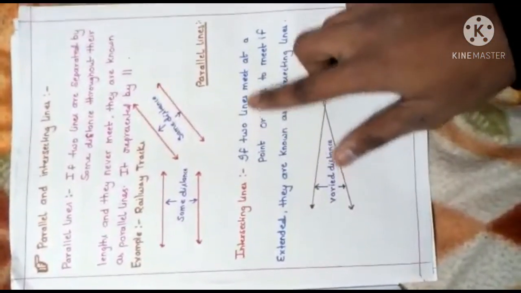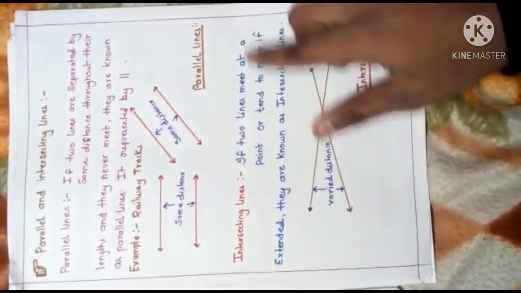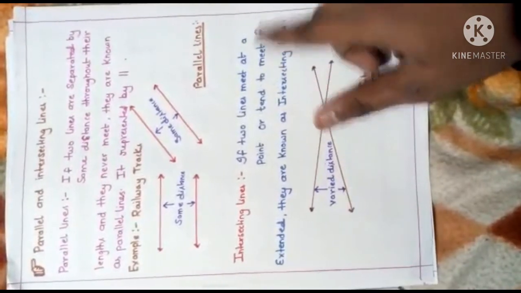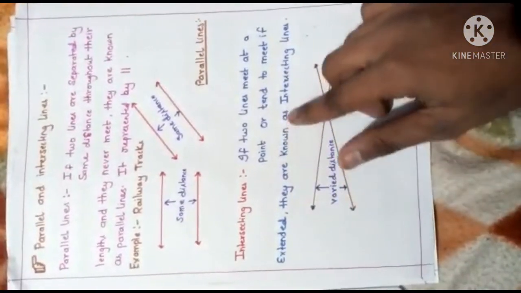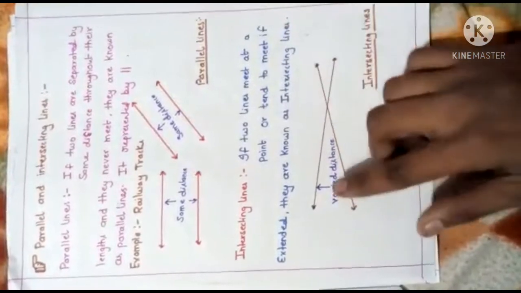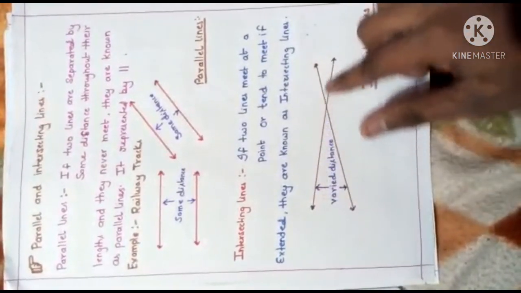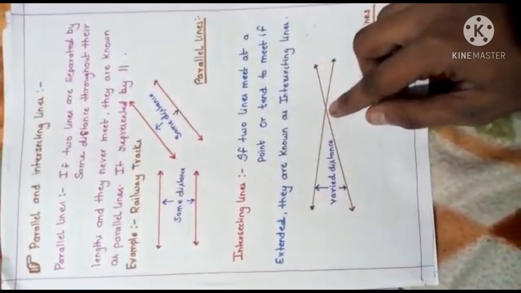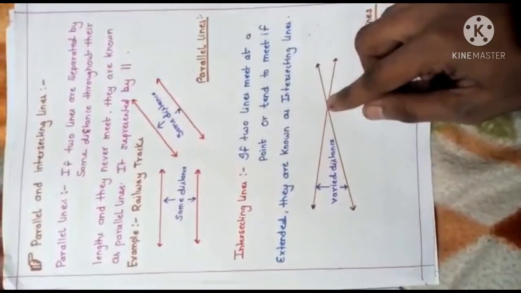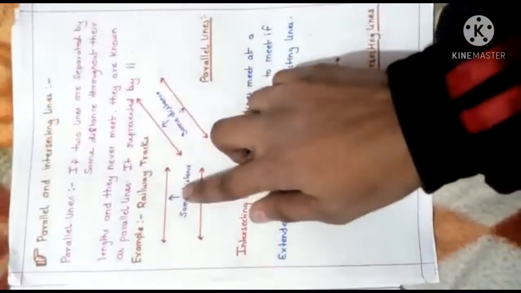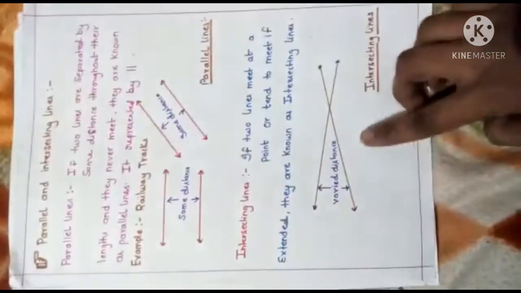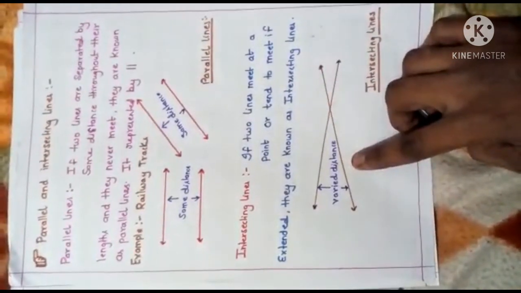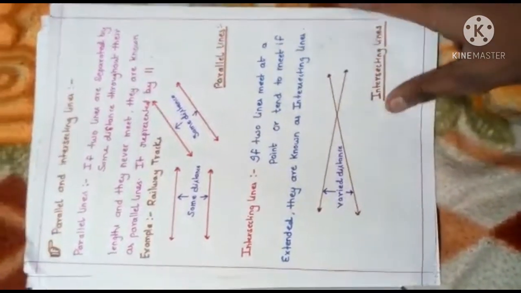Next, intersecting lines. If two lines meet at a point or tend to meet if extended, they are known as intersecting lines. So here two lines meet at some place, so it is an intersecting line. Here the same distance is present, but here it is not the same distance. Here there are different distances. Understood?